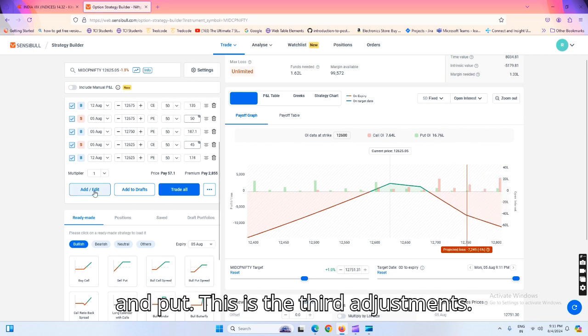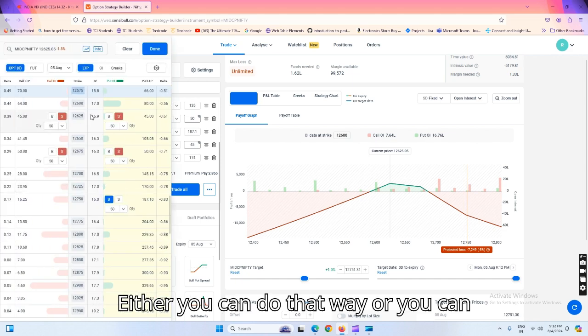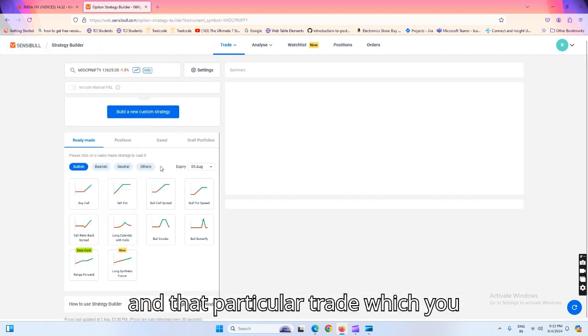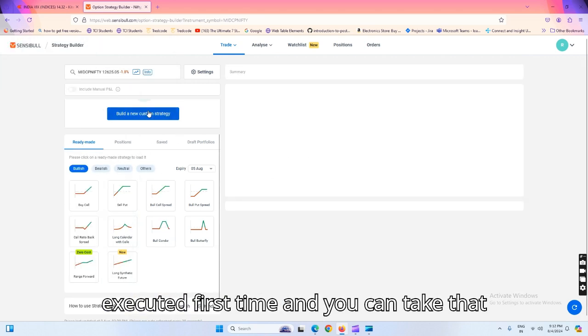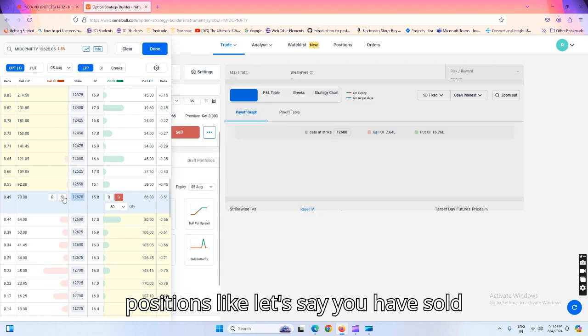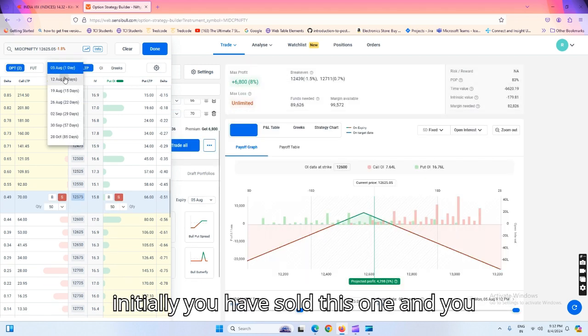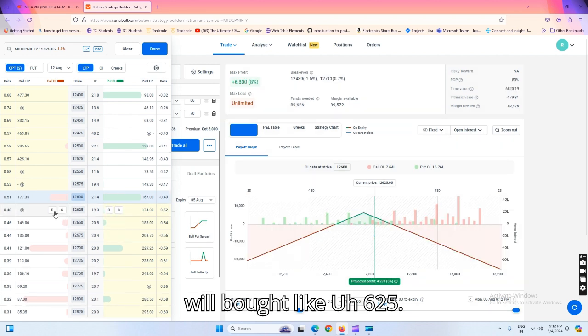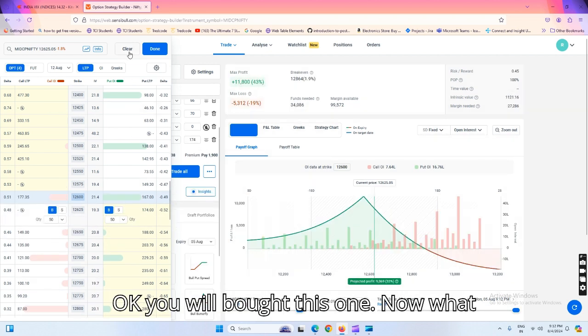This is the third adjustment. Either you can do it that way, or you can remove the current expiry and that particular trade which you executed the first time, and you can take new positions. Let's say you have sold this one initially, and you bought 625. Okay, you bought this one.